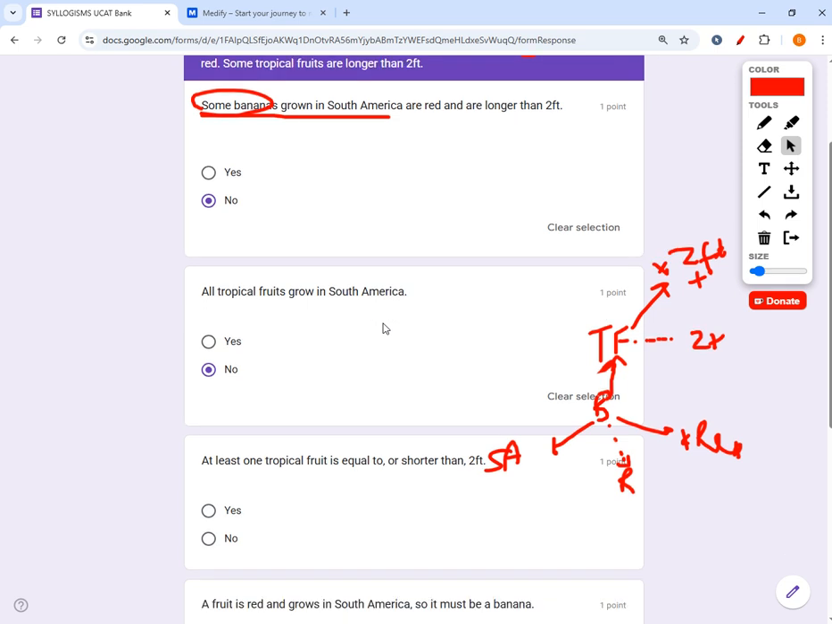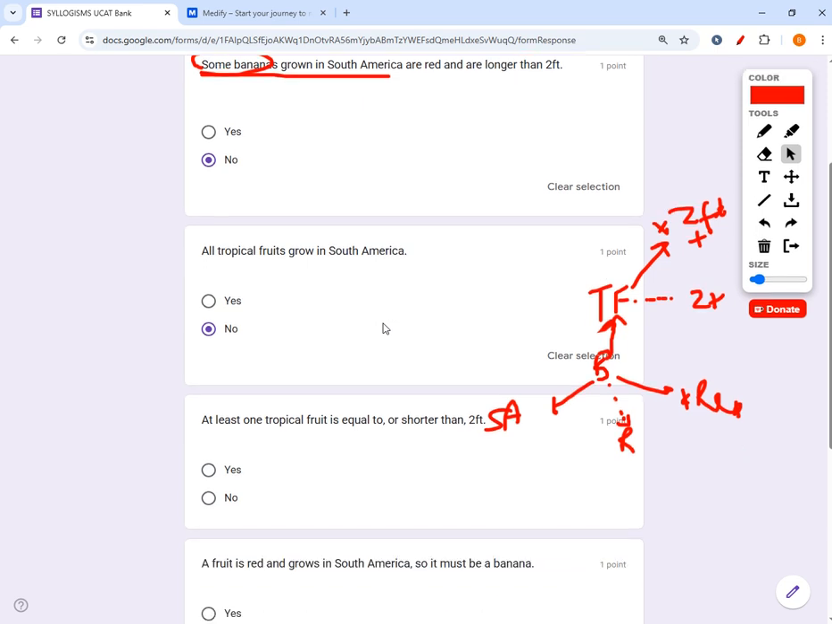At least one tropical fruit is equal to or shorter than two feet. Oh yeah, do we not see? At least here, tropical fruit, my solid line represents most are not greater than 2 feet. That means most of them are not greater than 2 feet because of the solid line. Only a dotted line represents some are greater than 2 feet. Well, that means there should be at least one which is equal to or shorter than 2 feet. We agree. Right, moving on.